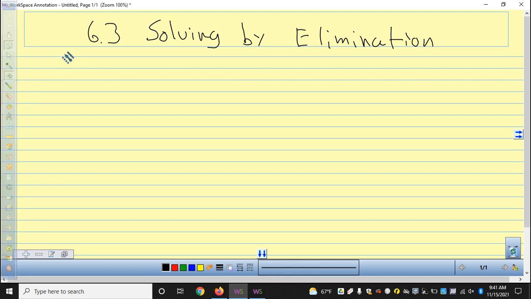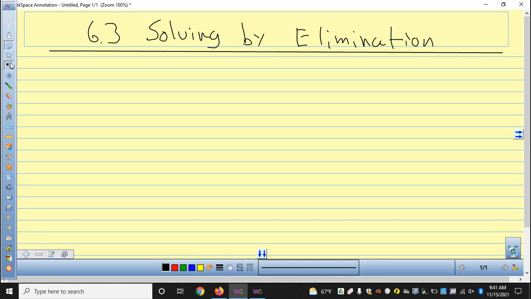All right, and let's remember really quickly, if we're solving by graphing, what happens when the lines were parallel? What did we get in that situation? No solution. And what happened if the two lines were right on top of each other when we graphed them? Infinite number of solutions. Nice.